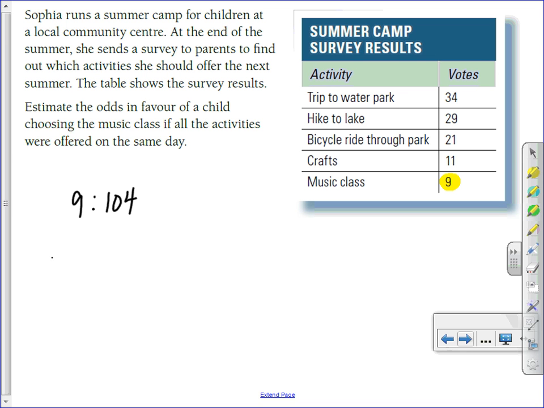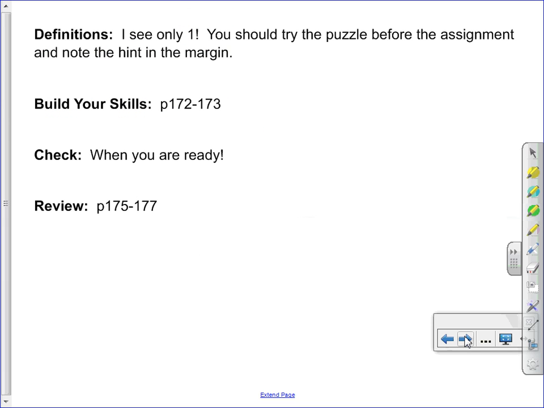Now, again, probability for me sometimes helps as well. Probability of picking music class is 9 out of 104. So as a percent, I would take my calculator out and go 9 divided by 104, and it's about 9%, roughly. So there's a 9% chance that a child would pick the music class above the other activities.